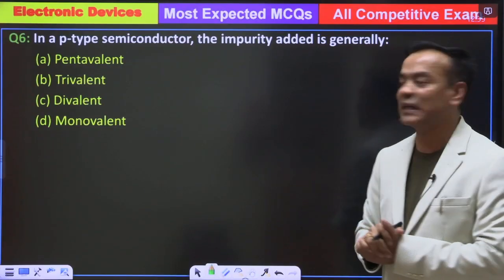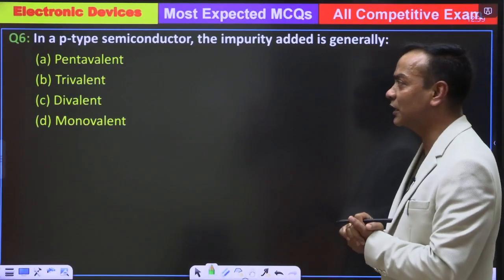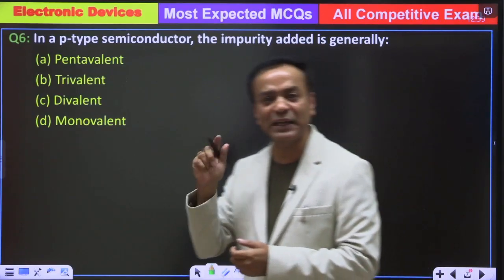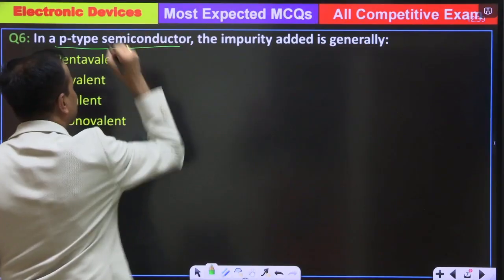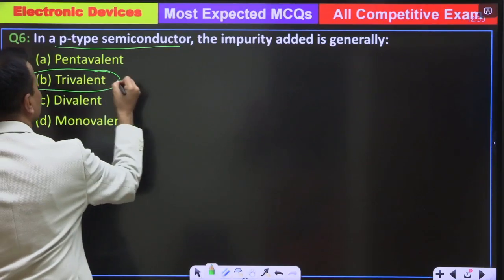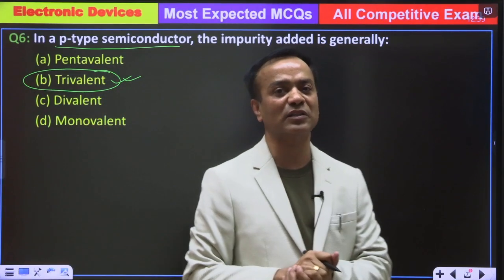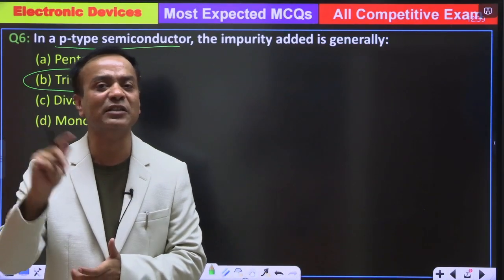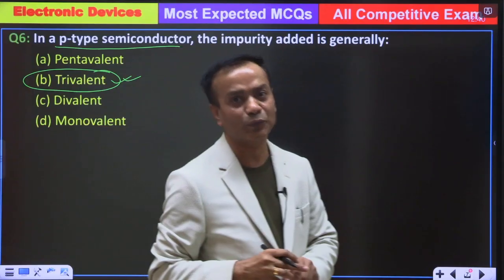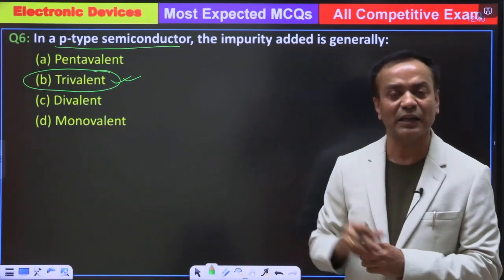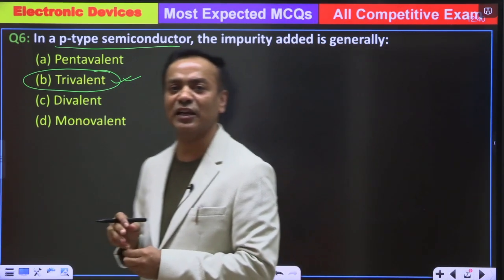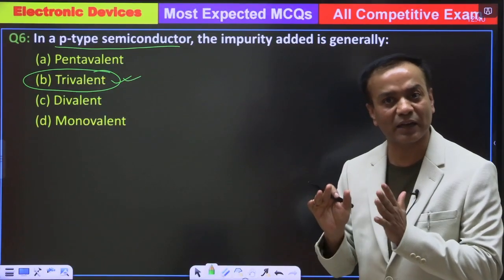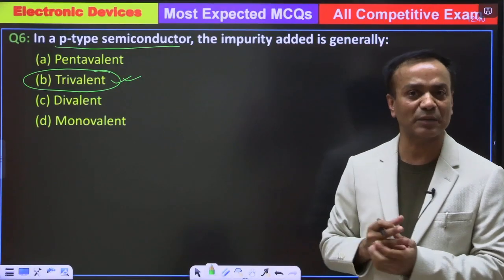So here, in a P-type semiconductor, the impurity added is generally: option A pentavalent, option B trivalent, option C divalent, option D monovalent. So in P type of the semiconductor, the impurity added is trivalent. So option B is the right answer for this question. But whenever we are talking about N type of the semiconductor, to transform intrinsic to N type, the impurity added is pentavalent. It means in their valence orbit, the number of valence electrons is 5. And for P type of the semiconductor, the element which is added has 3 valence electrons. Due to that reason, it is called a trivalent impurity, which is added to the intrinsic semiconductor so that it will transform to P-type semiconductor. I hope you understood this.